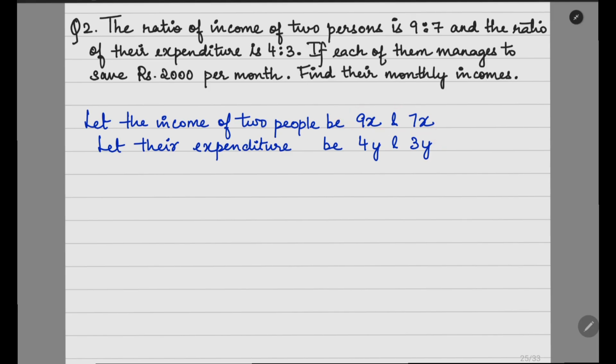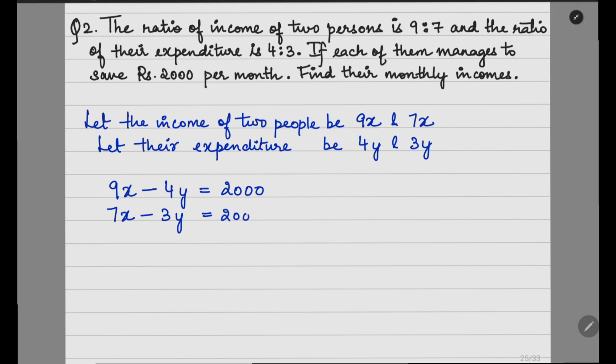So now let us do it. If each of them manages to save, the savings is 2000. So for the first person, it will be total income minus his expenses, that is 9x minus 4y equal to 2000. And for the second person, total income is 7x minus his expenditure is 3y.